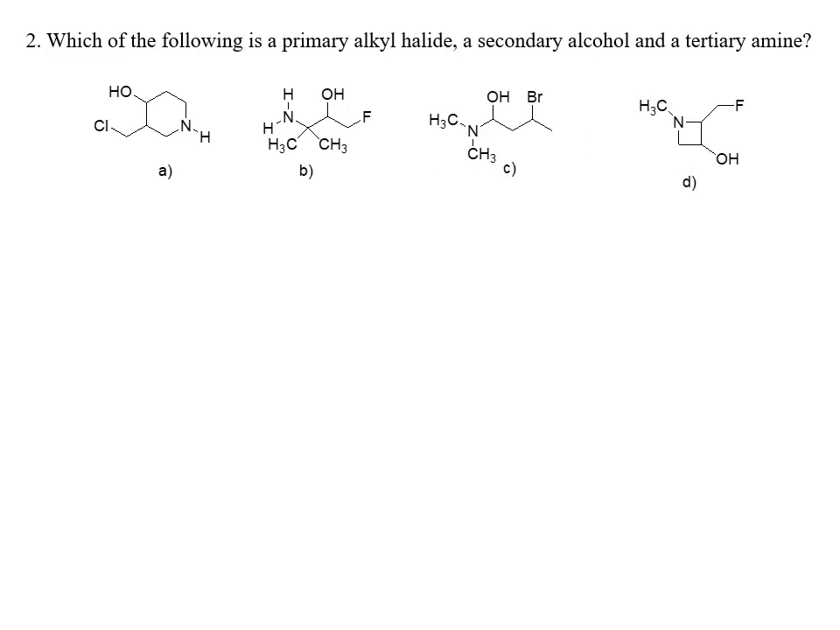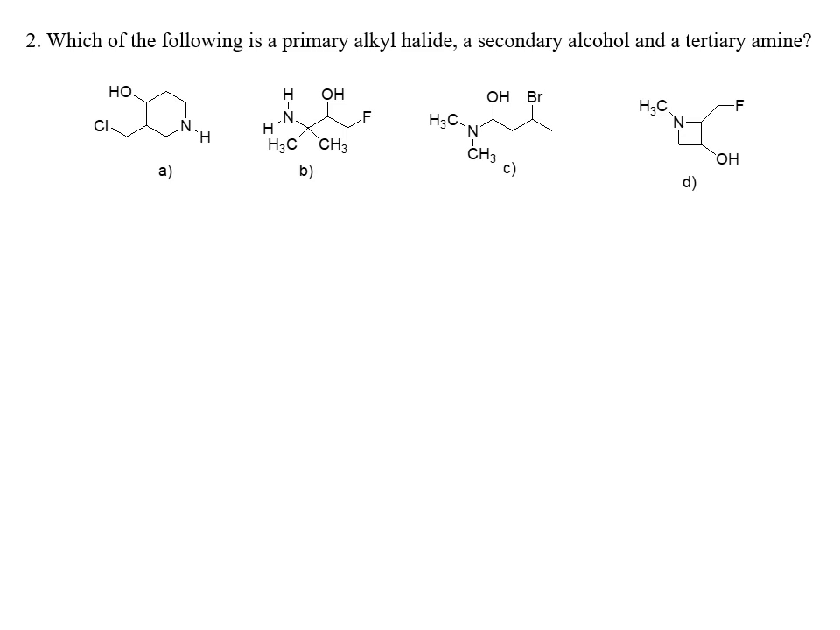Which of the following is a primary alkyl halide, a secondary alcohol, and a tertiary amine? So A is a primary alkyl halide and a secondary alcohol, but we have an NH group, that's a secondary amine. So A does not fit, it is not the correct answer. B is also a primary alkyl halide and a secondary alcohol, yes, but it's a primary amine. Even though the carbon attached to nitrogen is tertiary, the nitrogen itself is primary.